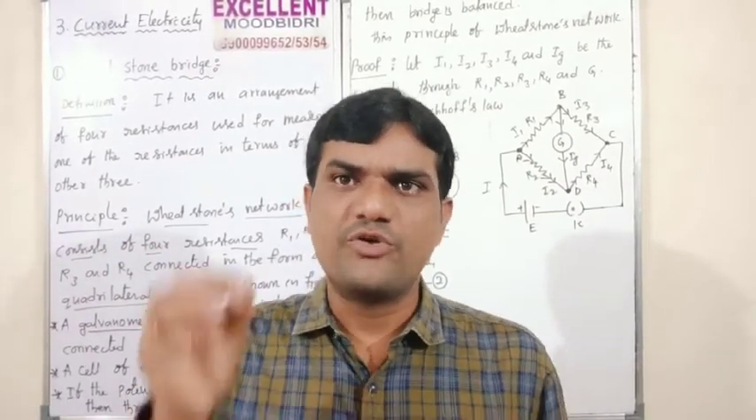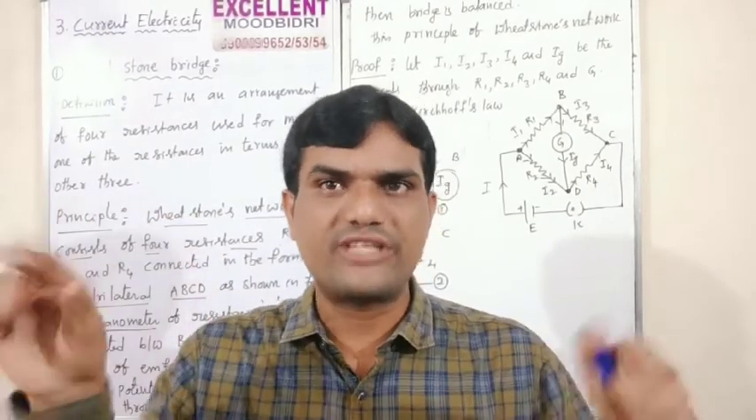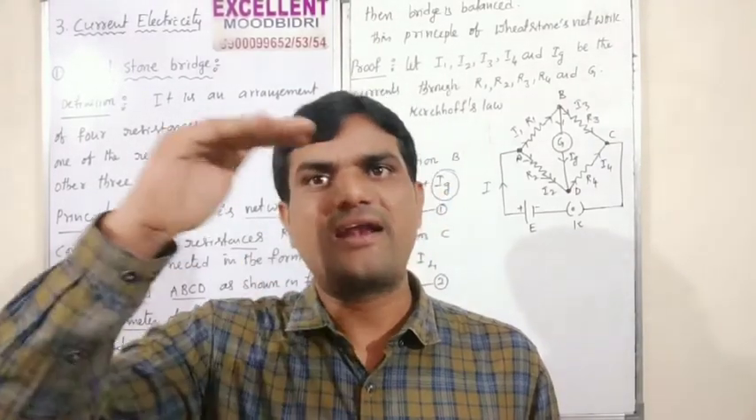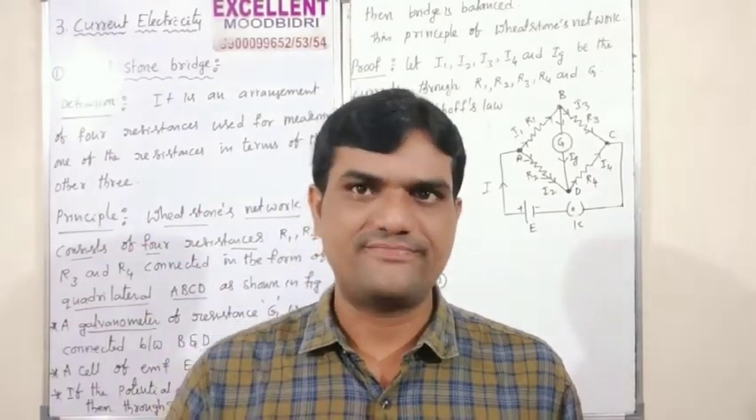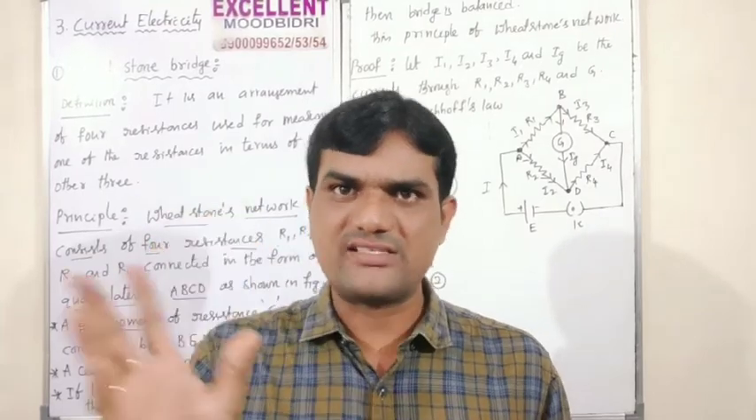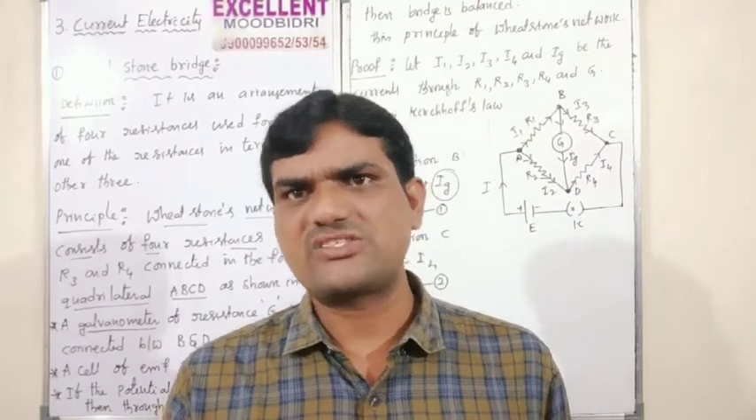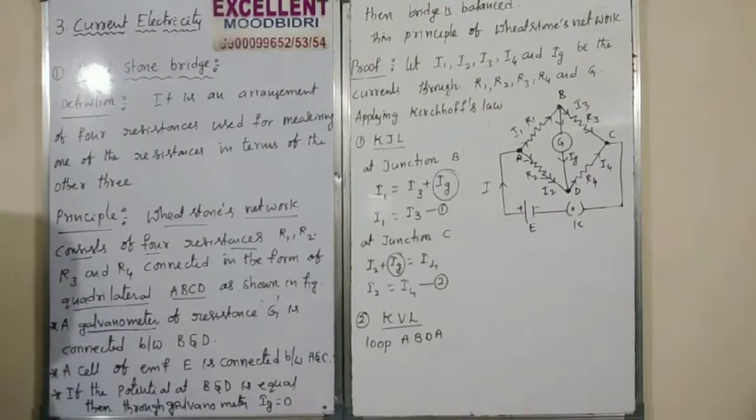A voltmeter is a device used to measure the potential difference between 2 terminals. A voltmeter we should always connect in parallel combination, but an ammeter we should connect in series combination. Why? We learned this already in the previous chapters, and it will also come in moving charges and magnetism.